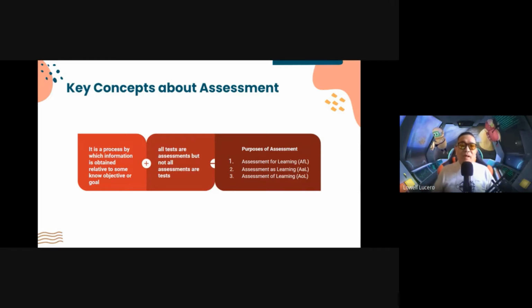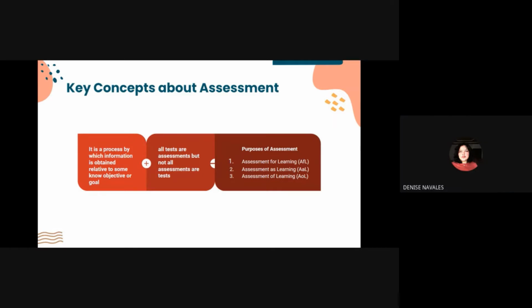Then we also talk about the different purposes of assessment. Okay, by the way, meron pa akong note din, no? It says here, all tests are assessment, but not all assessments are tests. What do you mean by this? Yes, Ma'am Denise, you recognize.